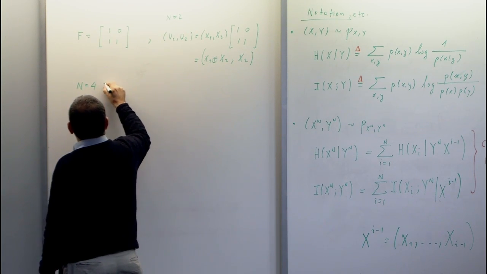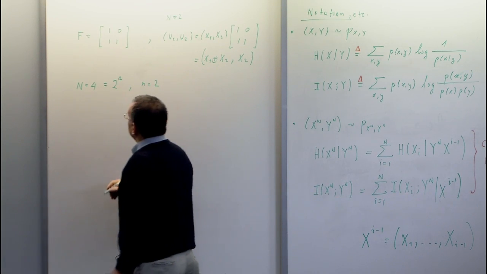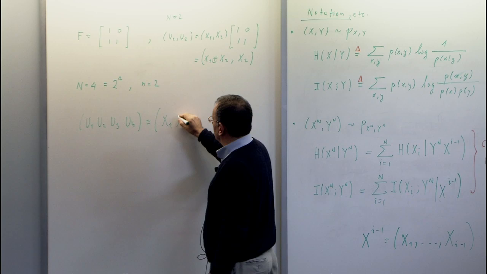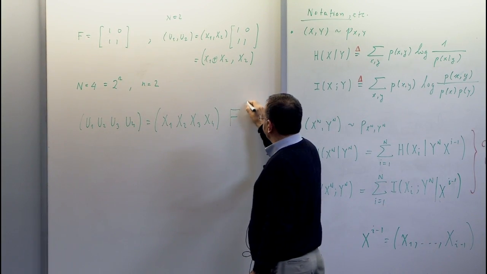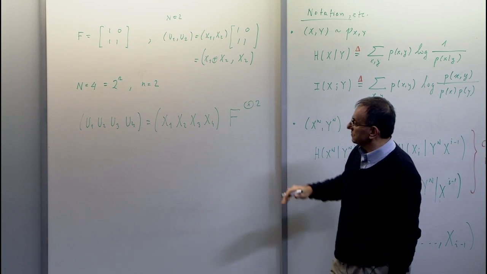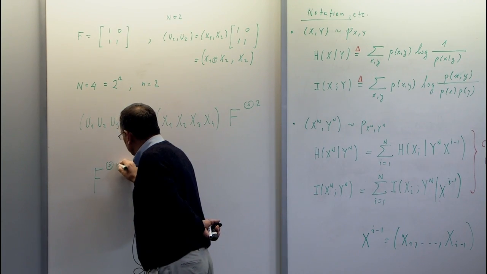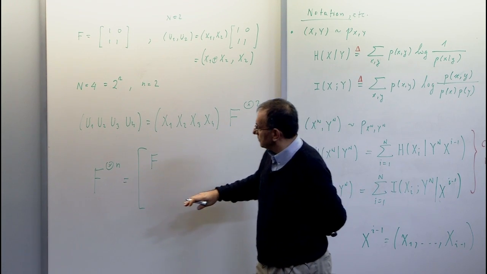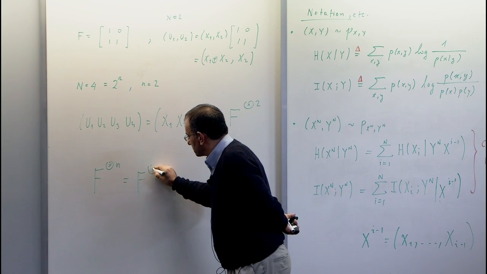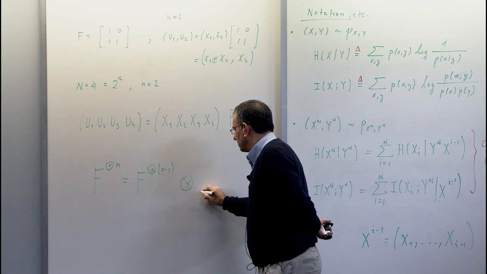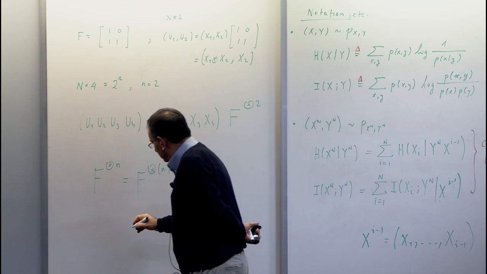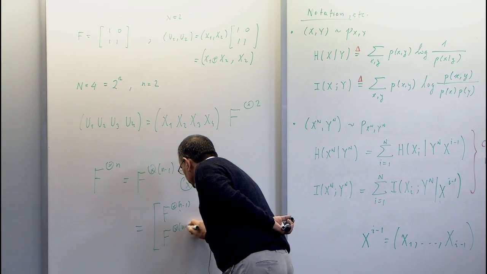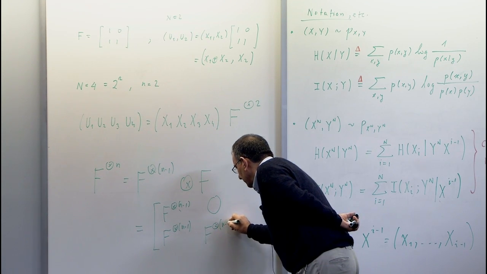For N equal to 4, 4 is equal to 2 to the 2, so small n is equal to 2. We'll be computing (u1, u2, u3, u4) from (x1, x2, x3, x4), and here is the second Kronecker power of F. So how is it defined? In general, it's defined like this. The nth Kronecker power is defined as F^(⊗(n-1)) Kronecker product F, where F to the power 0 is simply F.